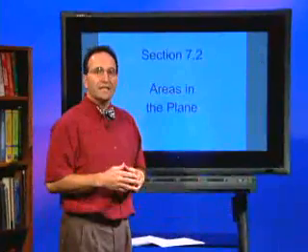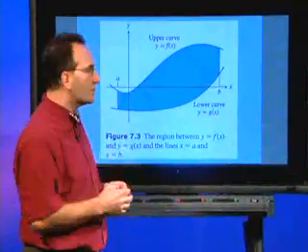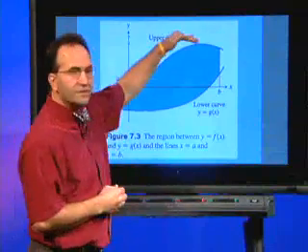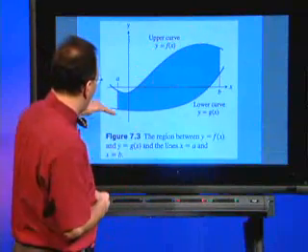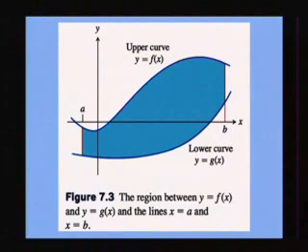Let's start today's lesson by examining an illustration. We have two curves, y equals f of x on the top and y equals g of x on the bottom. And what we're going to do is look at finding the area of the region, which I'll label R, which starts at the x value of a and goes to the x value of b.